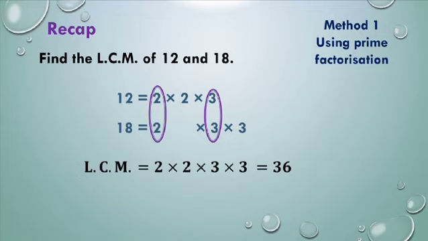So here I'm going to take only one 2 times 2. Here I take only one 3 times 3. I don't write 2 twice. I don't write 3 twice. I take it only once. So I have 2 times 2 times 3 times 3, which gives me 36.